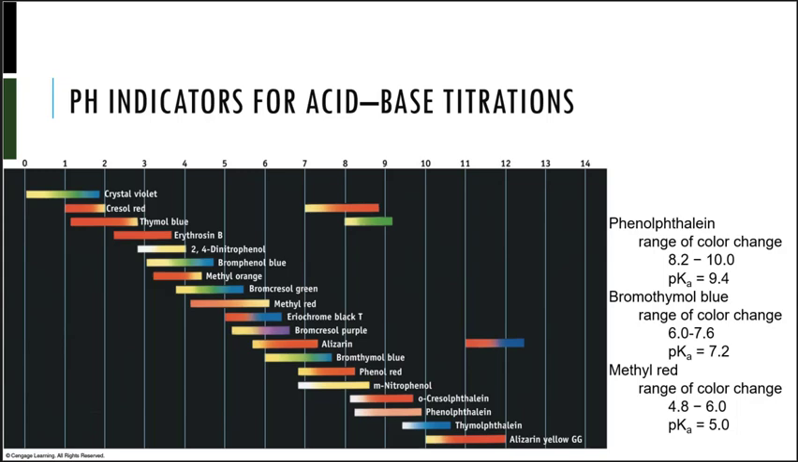Here are a lot of different indicators for acid-base titrations. Phenolphthalein is a very common one. Its range of color change is between 8.2 and 10. Notice that its pKa value is right in between there at 9.4. Bromothymol blue is also a widely used indicator, with its range of color change being between 6 and 7.6. Notice its pKa value. Methyl red is also a very commonly used one, where it would change its color between 4.8 and 6, and its pKa value is 5.